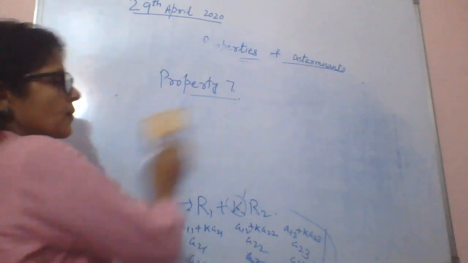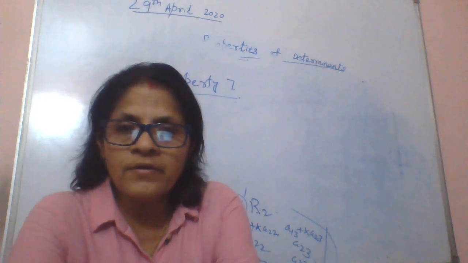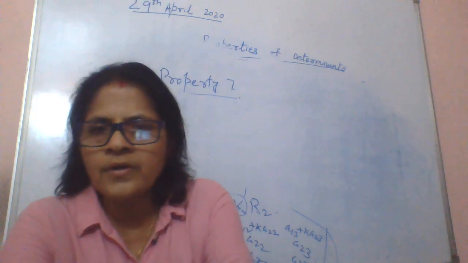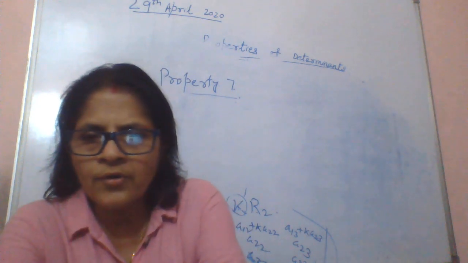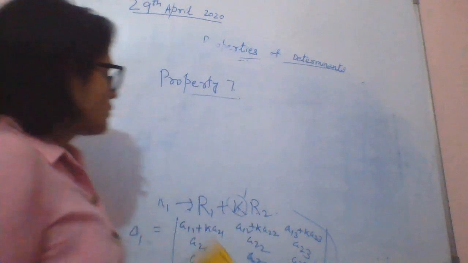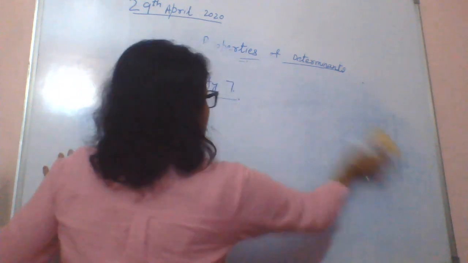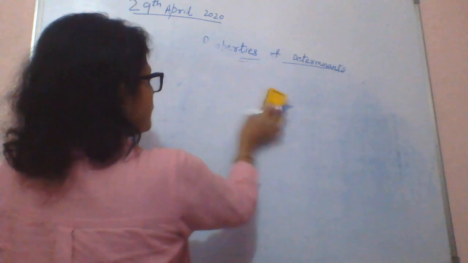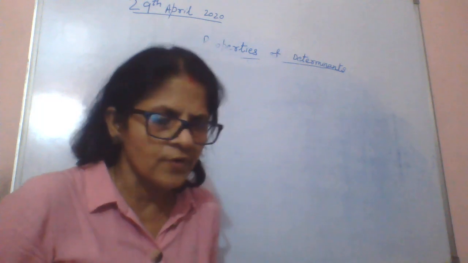So the property of invariance states that if any one row or column is added to a multiple of another row or column, then the determinant remains unchanged. Because of this property, almost 90% of questions we solve by using the property of invariance. It is very, very important from that point of view.